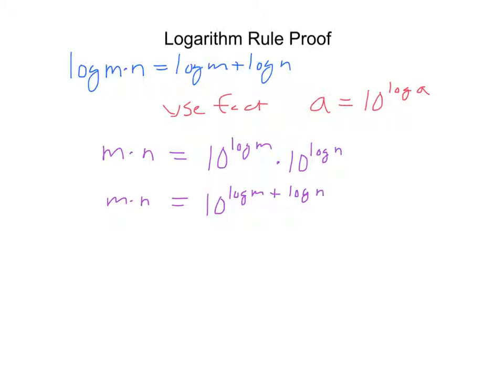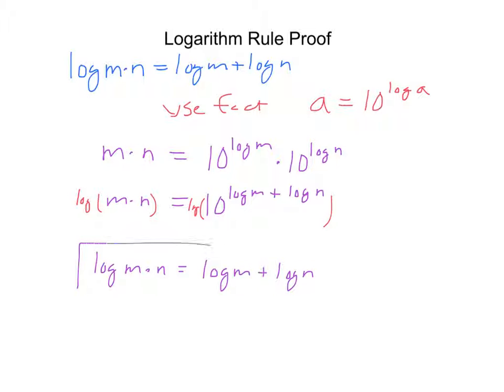Now in the next step, I'm going to take the logarithm of both of these things here. Log of that whole thing, log of this whole thing. So on the left, I get logarithm of m times n. But over here on the right, I now have logarithm of 10 to some power. Log of 10 to some power just reveals that power, and you get log m plus log n. And voila, there's our rule. And you can use this rule to establish basically all of the other rules too.